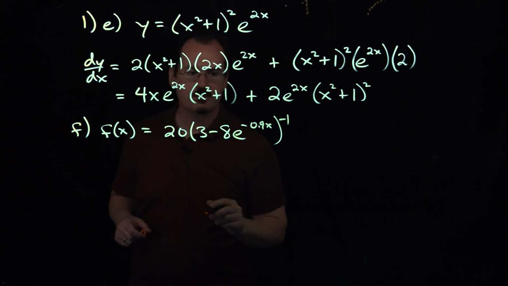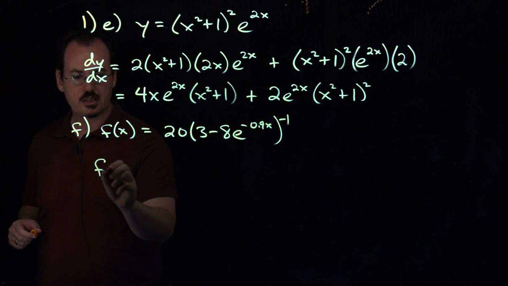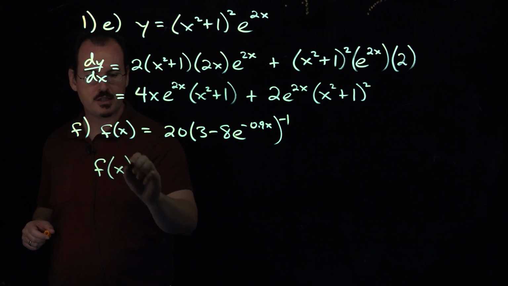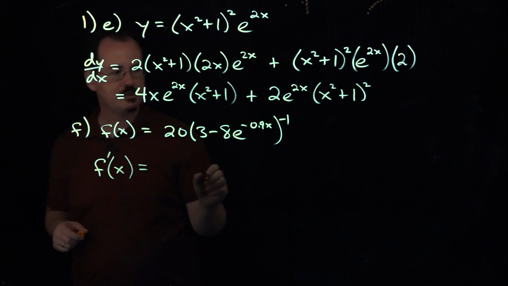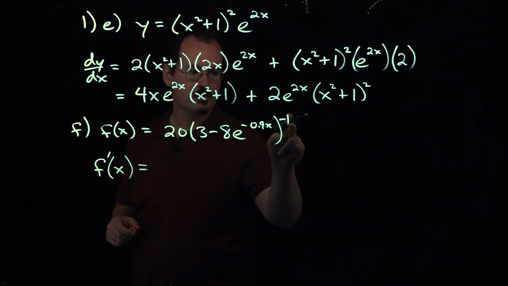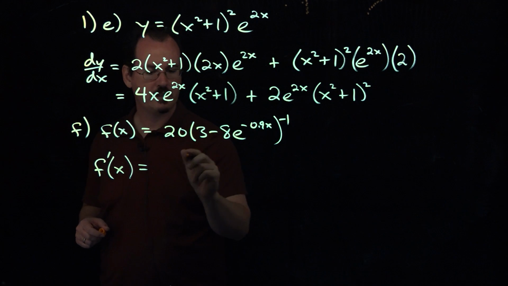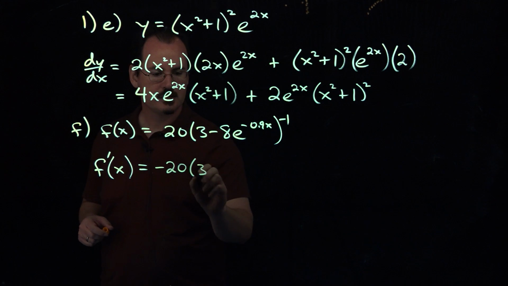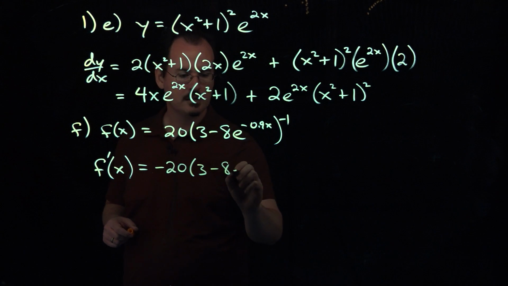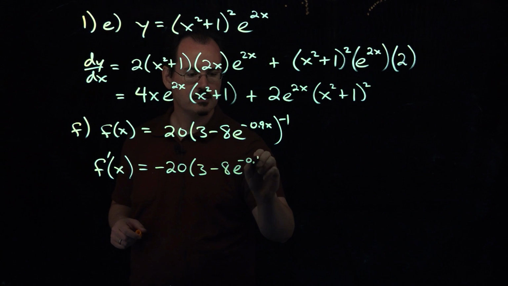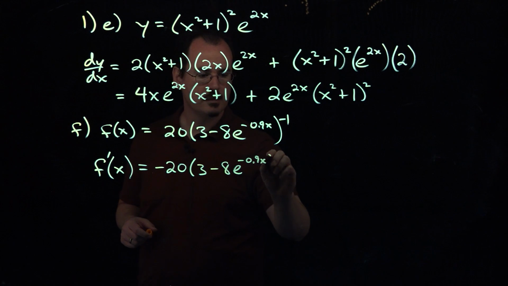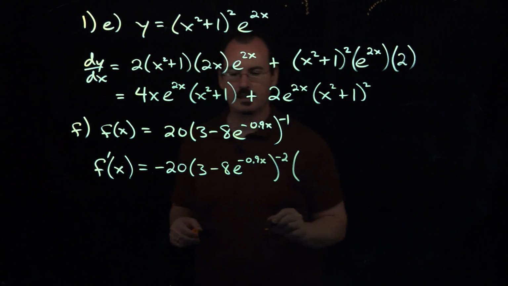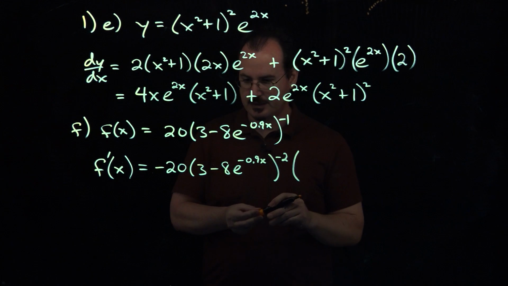Okay, so this one just requires the chain rule, and then the inner function will require that derivative of an exponential. So f prime of x here, we'll use the chain rule, general power rule, move that -1 to the front, so we get minus 20. This inner function stays just as it is. Then we lower the power by 1. Then we multiply by the derivative of what's on the inside. The derivative of 3 is 0.